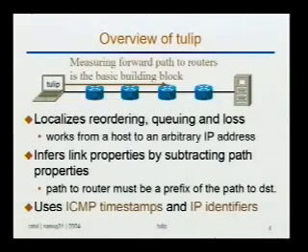So basically what Tulip does is measure the forward path to the routers and uses that as a basic building block to figure out what's happening on the forward path from where it's running to an arbitrary destination.